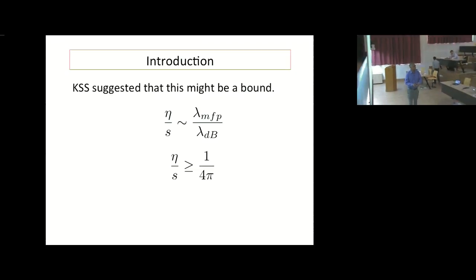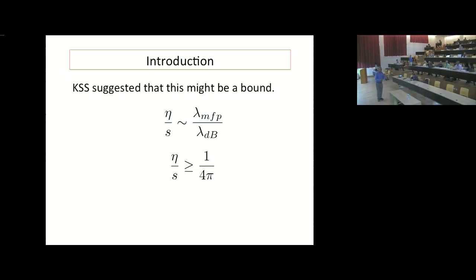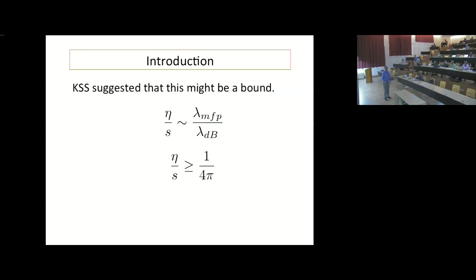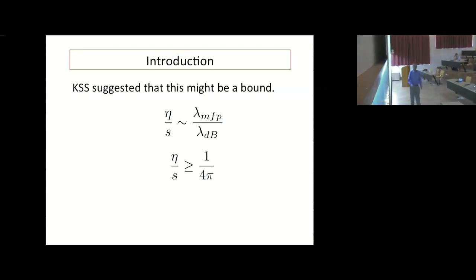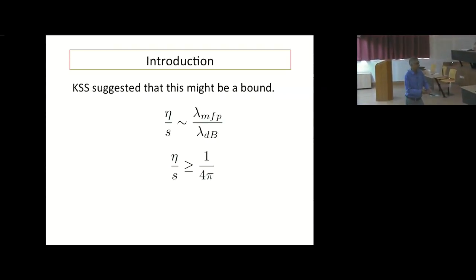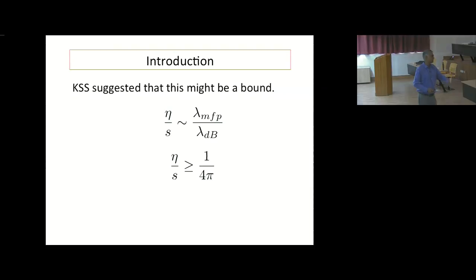If you do a weak coupling calculation from Boltzmann transport, you get that the viscosity over entropy density is the ratio of the mean free path over the de Broglie wavelength, up to some coefficients which are constants. There's a mean free path because this is a transport parameter, and the other thing that comes in is the de Broglie wavelength. And they suggested, look, at weak coupling, the mean free path, of course, will be bigger than the de Broglie wavelength.